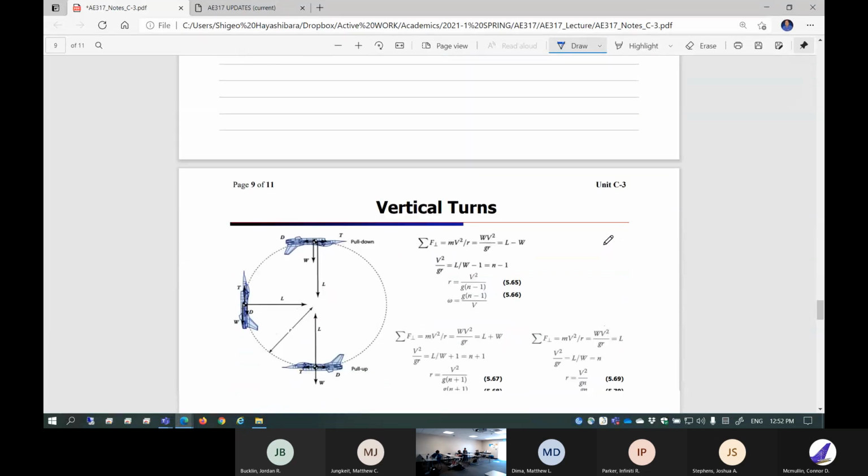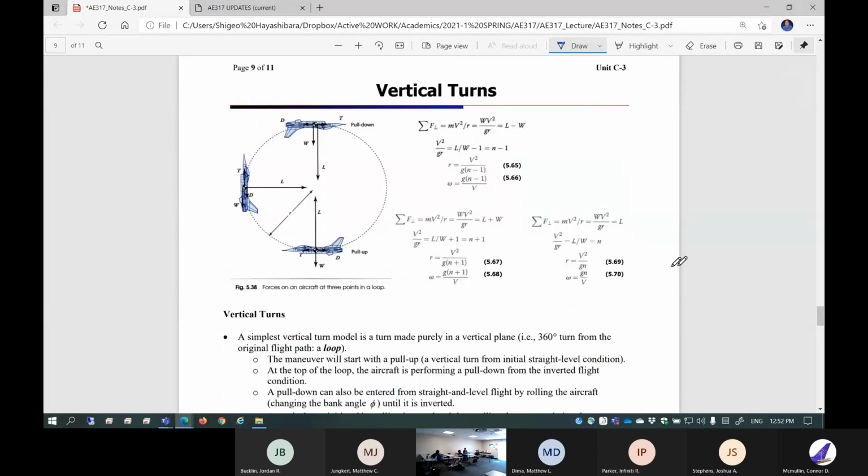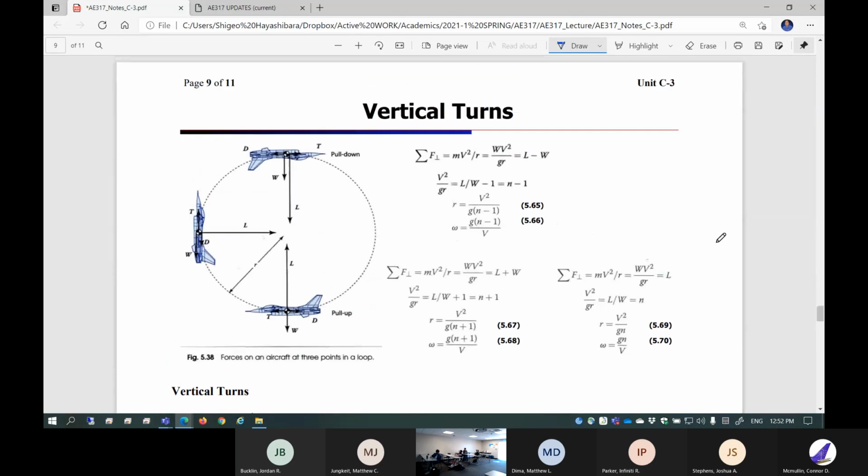Okay. Next page is vertical turn. This is actually contrary to the level turn. You're going to completely loop the vertical plane, a 360 degree loop. Again, it's simplified, so you are not going to have any directional motion. Just the loop is 100% vertical.